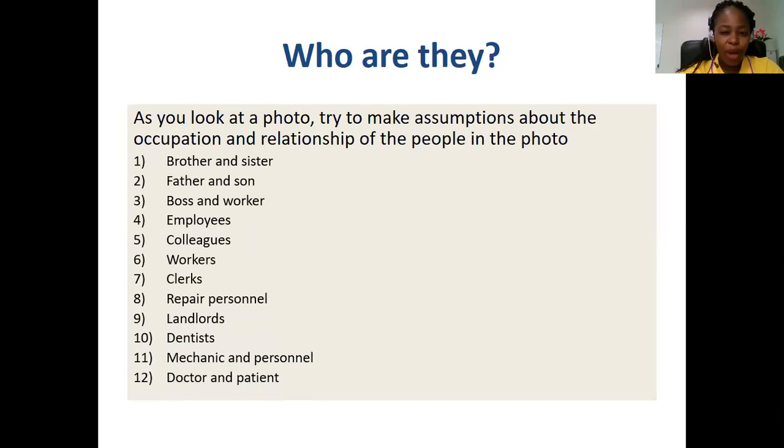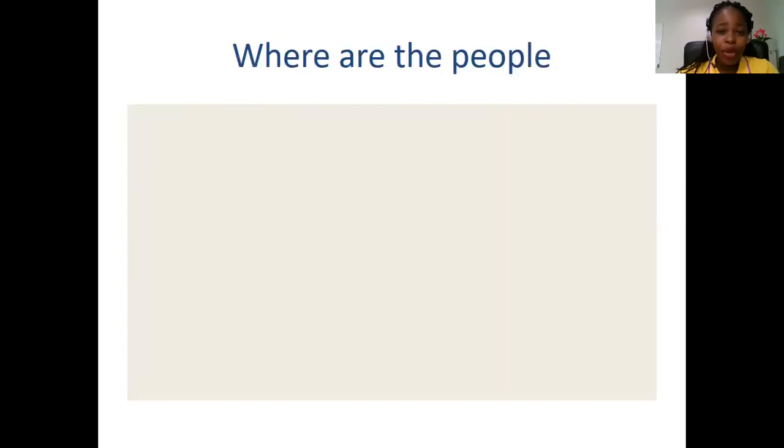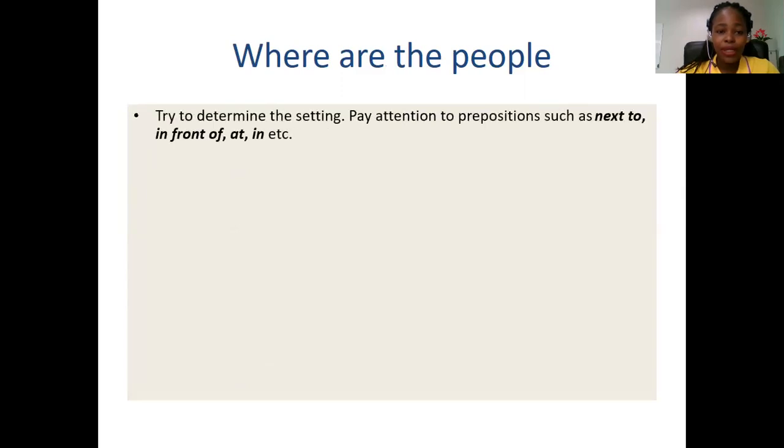We can know from how the people relate in the photo or the appearance and what they are wearing. Some people can be having uniforms or protective gears, and those will give us important clues on who the people are. Where are the people? This one gives a setting or a place or a location where these people are. Try to determine the setting. Pay attention to prepositions such as next to, in front of, in, at, on, under.